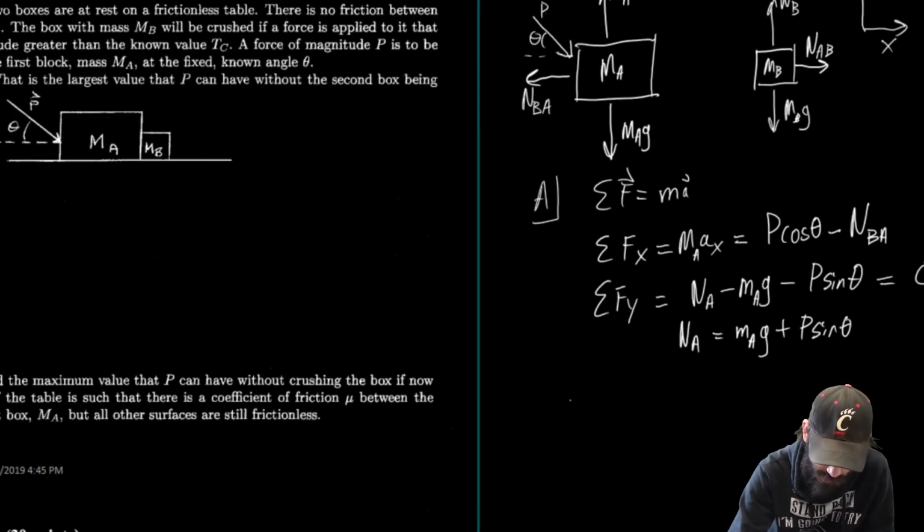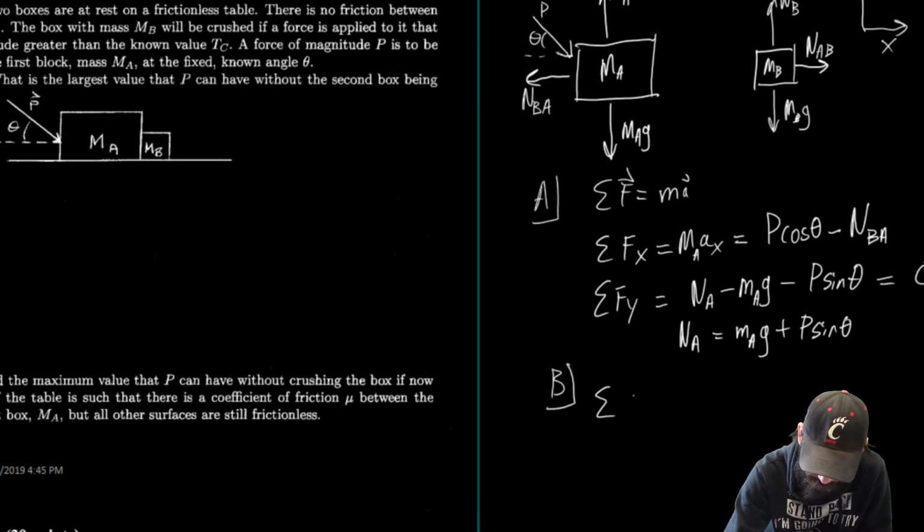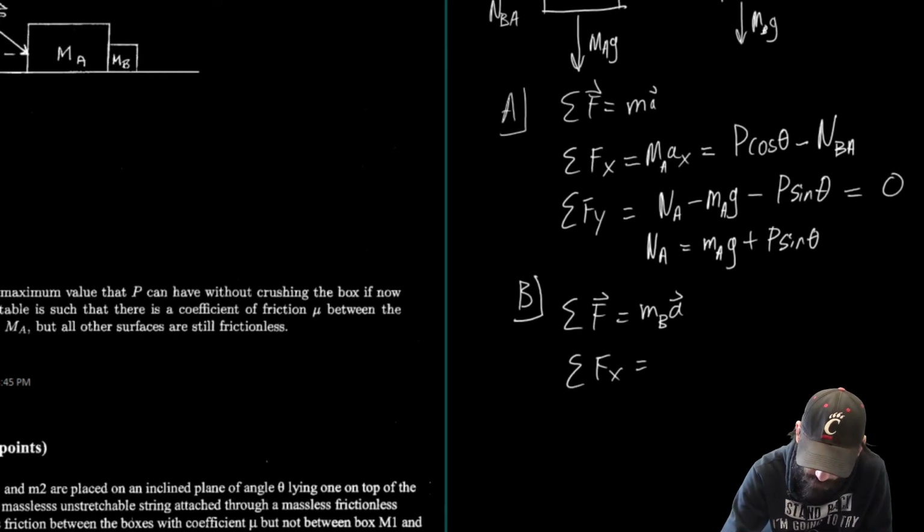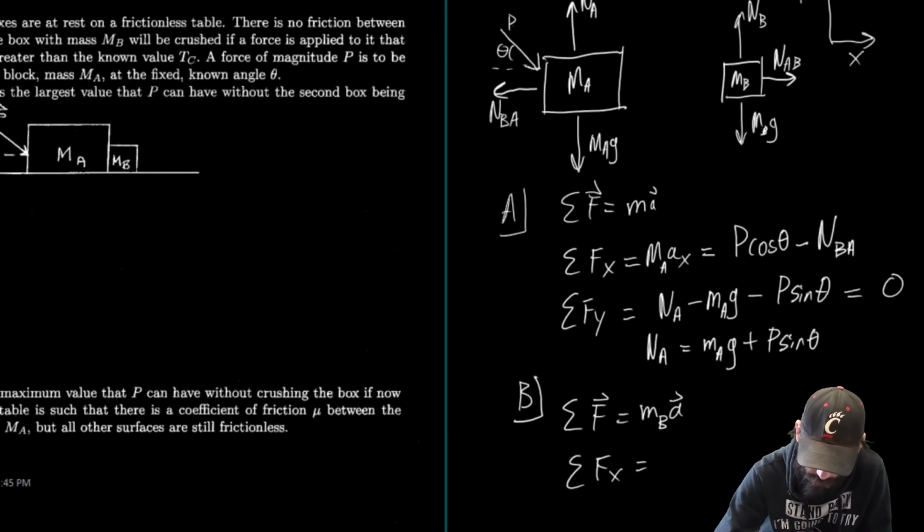Okay. So now what we can do is we can find what the sum of the forces is for the second box. So sum of forces for B, this F vector is equal to m_B times a. And so this sum of forces in x is going to be equal to just this force that block A acts on block B. So this is going to be N_AB, which is going to be equal to m_B times a_x.